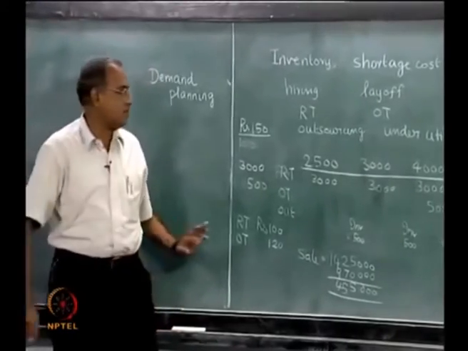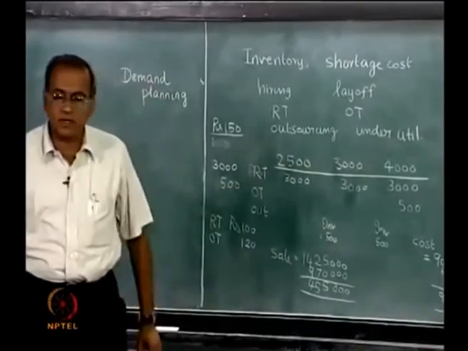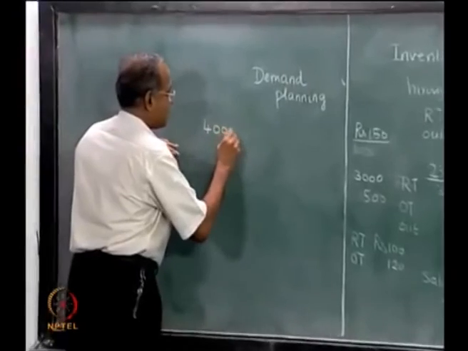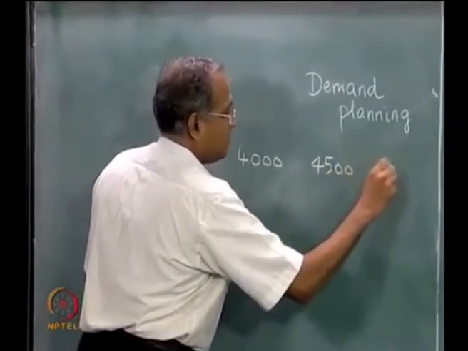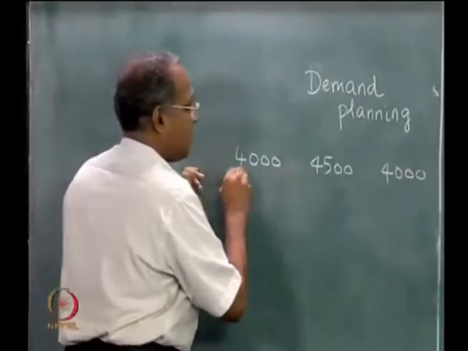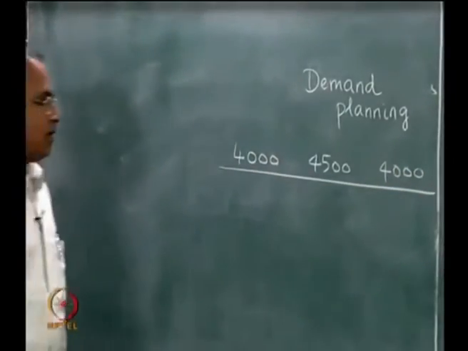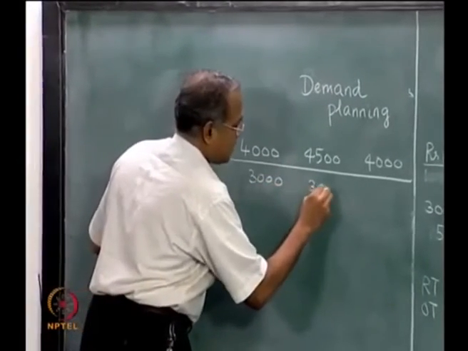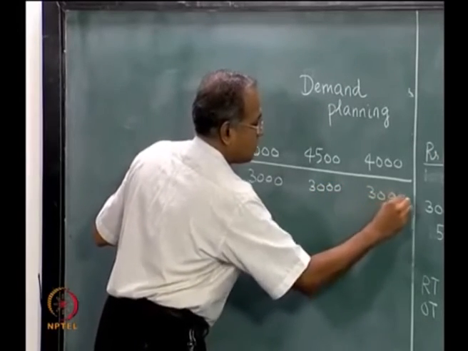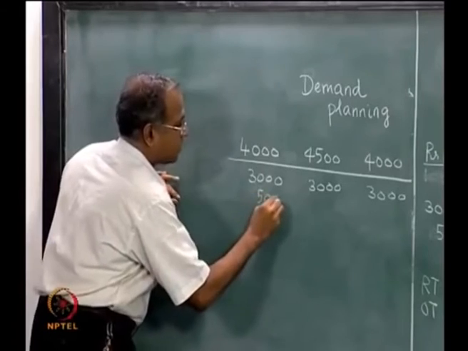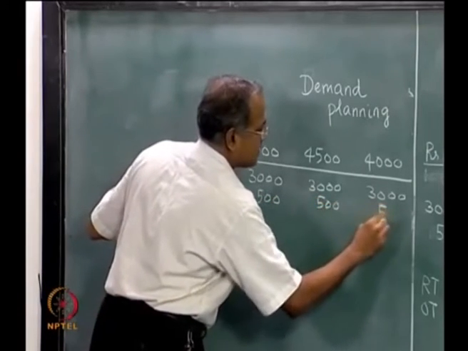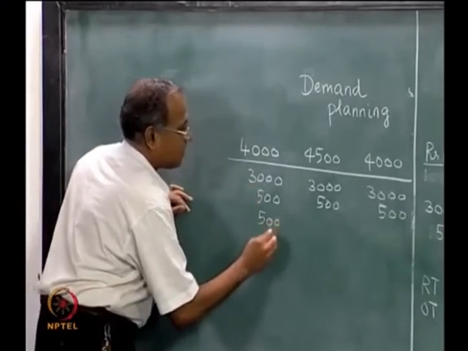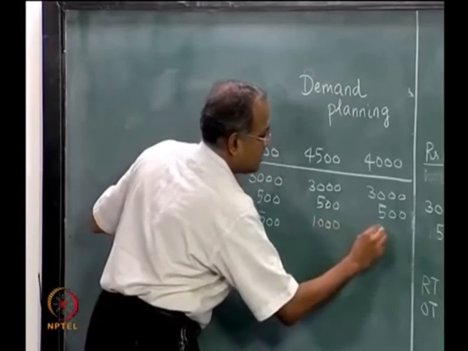So, if we look at a situation where after an off season discount, the demands for the periods become 4,000, 4,500 and 4,000, what we will do is produce 3,000 regular time in each of these, produce 500 overtime in each of these, and then we will have to do outsourcing. So, 500 outsourced, 1,000 outsourced and 500 outsourced.